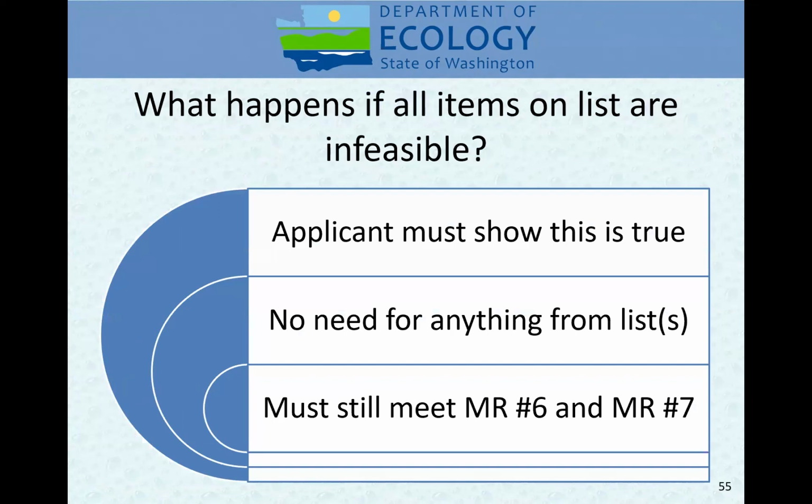So you're going through the list. You couldn't do the LID performance standard because you can't get infiltration on the site. So that's out of the picture. Now you're doing the lists and you work your way through the list and everything is infeasible. Well, the designer needs to show the reviewer that everything is infeasible. You do that by going to the infeasibility criteria, citing that infeasibility criteria, and citing the place in your studies that show that your site is infeasible.